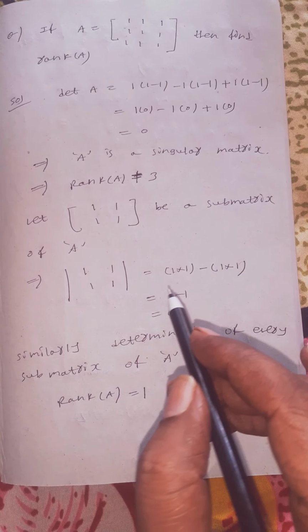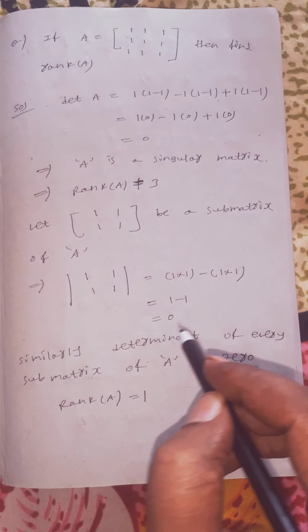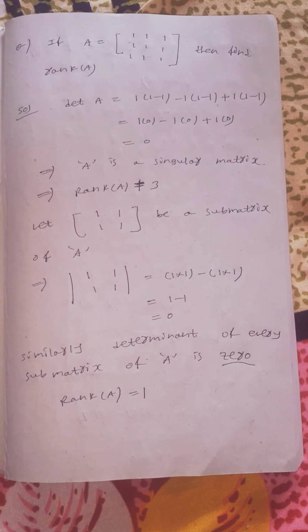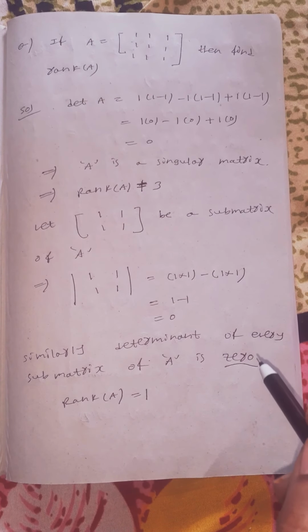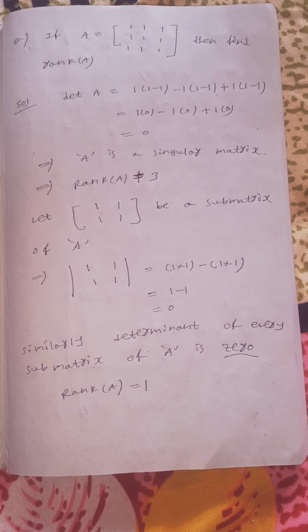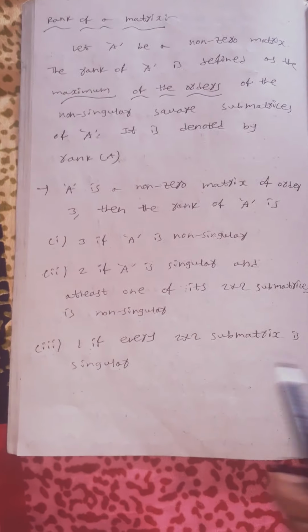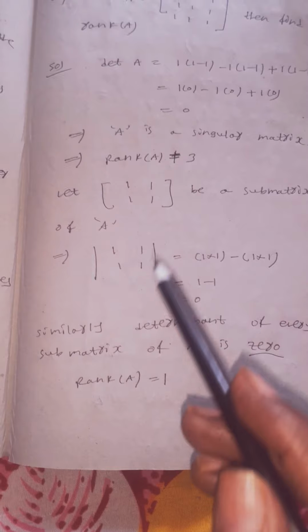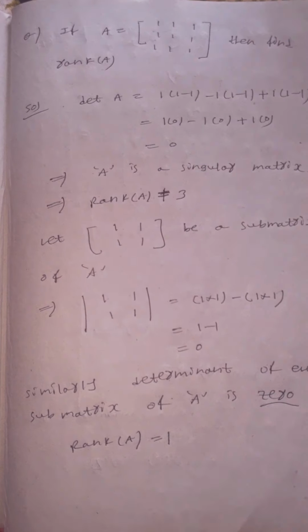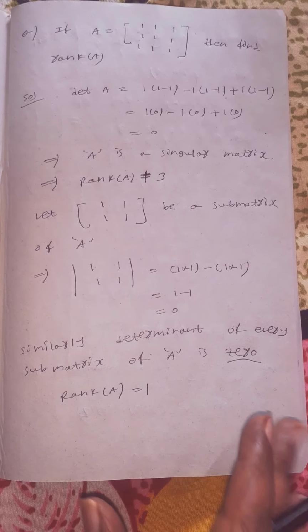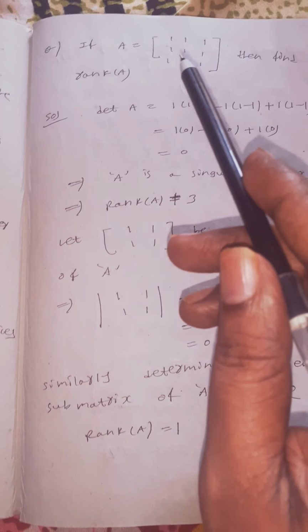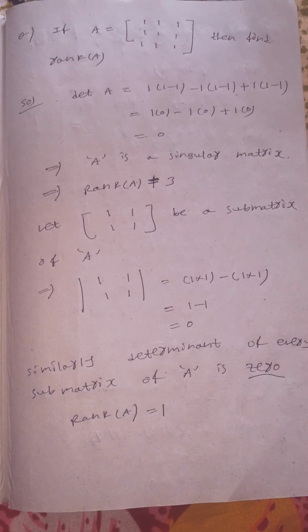Now we will find the determinant here. So 1 into 1 minus 1 into 1. So 1 minus 1 how much? 0. Similarly, the determinant of every submatrix of A is also 0. So therefore, rank how much did we get? 1. According to the third point, if every 2 by 2 submatrix is singular, then we will get rank 1. So if you take any 2 by 2 matrix here, you will get rank 1 only. Why? Because you will get a singular matrix. If you take any 2 by 2 square matrix here, you will get determinant 0. So simply rank is 1.